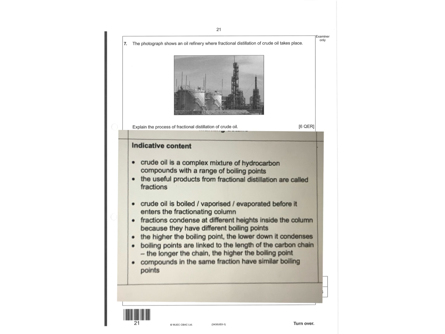And finally, this is kind of the content that you would have expected to give in the 6 marker. So crude oil is a complex mixture of hydrocarbon compounds with a range of boiling points. The more useful products from fractional distillation are called fractions. Crude oil is boiled. They would have accepted vaporized or evaporated before it enters the fractioning column. Fractions condense at different heights inside the column because they have different boiling points. The higher the boiling point, the lower down it condenses.